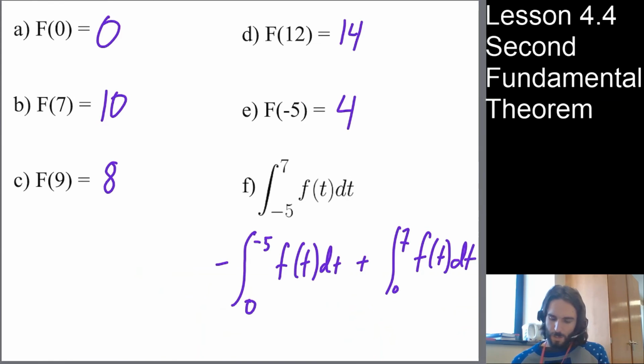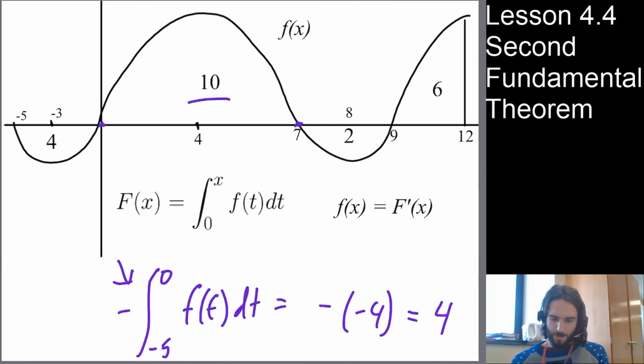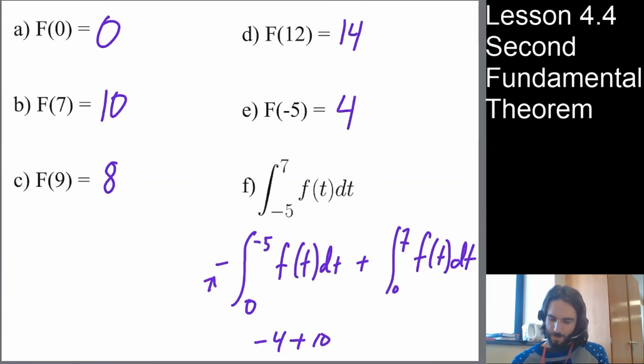So this first part we just did right here, sort of. So instead of 4, it'll be -4 because of this negative sign out front. So this is going to be -4. And then this part here will evaluate to 10, just because that's 10. So we should be getting 6.